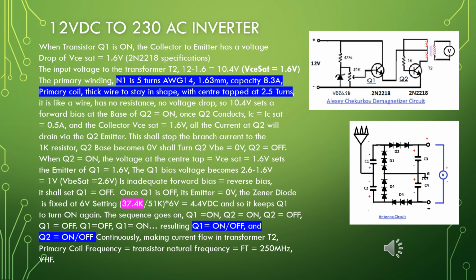The Zener diode is fixed at 6 volt, setting 36.4K divided by 51K times 6 volt equal to 4.4 volt DC, and so it keeps Q1 to on, turns on again. The sequence goes on: Q1 equal to on, Q2 equal to on, Q2 equal to off, Q1 equal to off, Q1 equal to on, resulting Q1 equal to on off, and Q2 equal to on off, continuously making current flow in transformer T2. The primary coil frequency equal to transistor natural frequency, Ft, equal to 250 MHz in the VHF range.